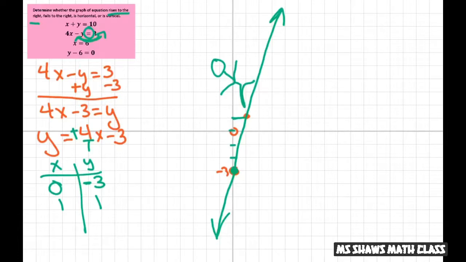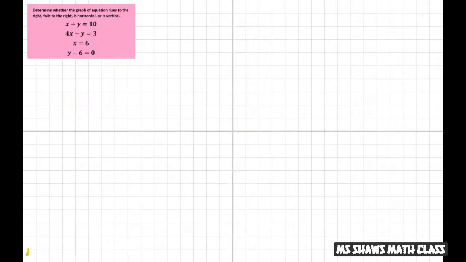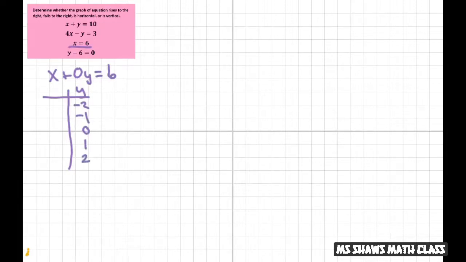All right, next one. We have x equals 6. So this is in standard form. You can also write it as x plus 0y equals 6. So I'm going to plug in a bunch of y's. This one, I'll just do negative 2, negative 1, 0, 1, 2. And if you plug in all these numbers, you'll always get a 6 for x.